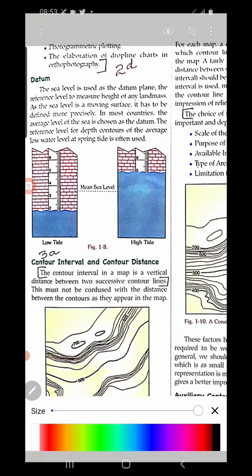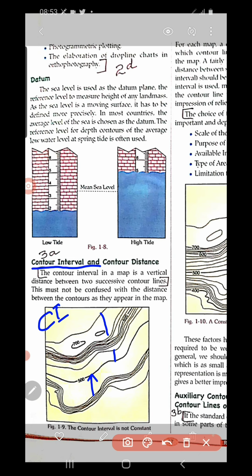If you draw like this, you see here, this is the contour interval. Otherwise, you see it as the vertical distance. Understood? So the vertical distance is indicated as CI, contour interval. The vertical distance between two contours is considered the contour interval. It is important to use a contour interval in a map.